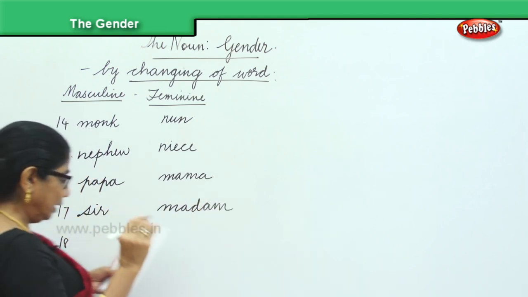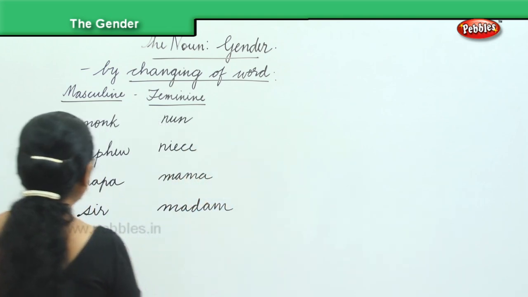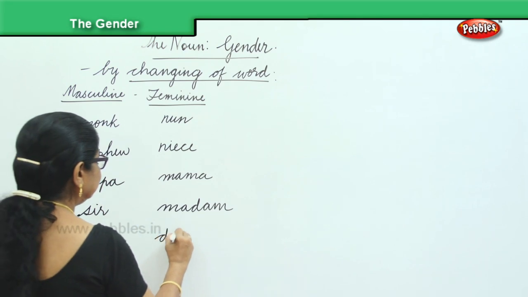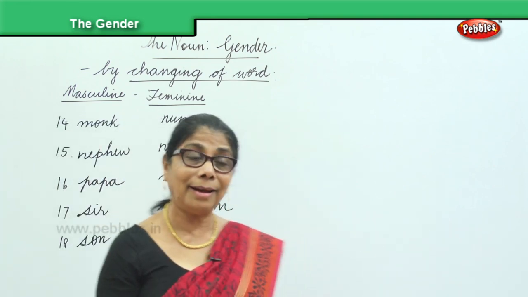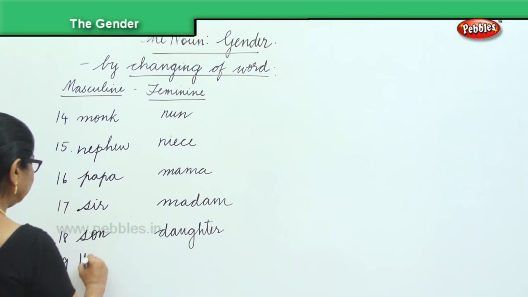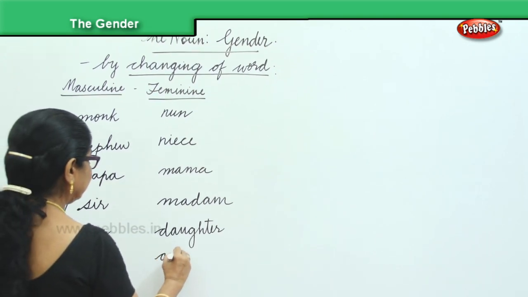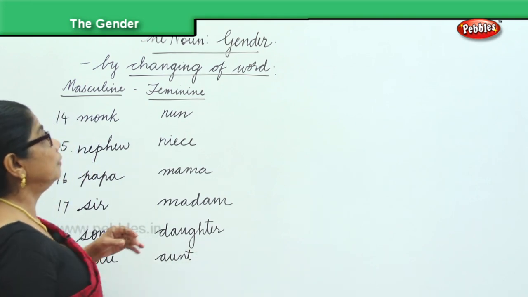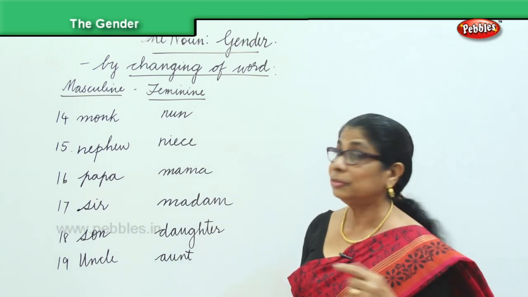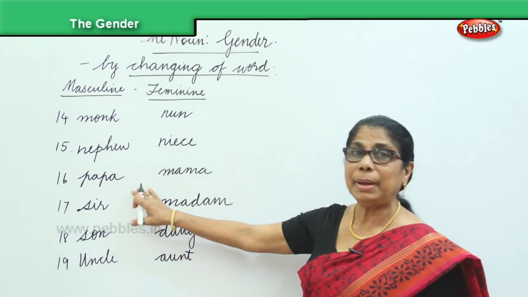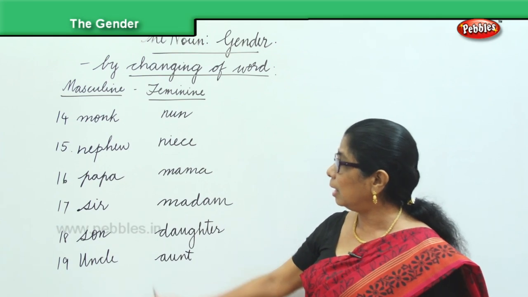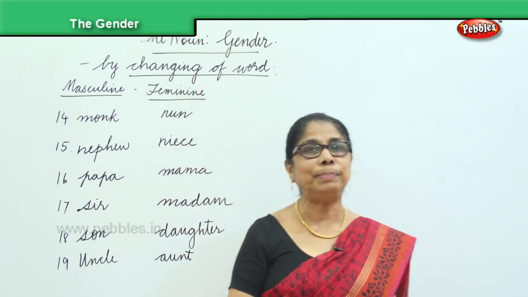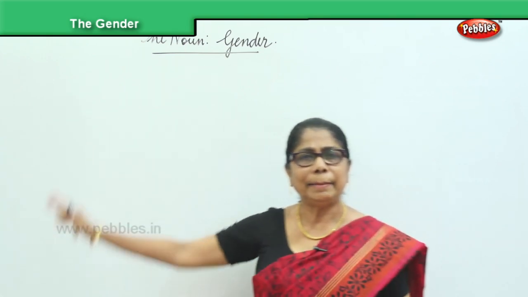Then finally we have son, daughter. Very good. Uncle, aunt. So complete change in the formation of the feminine form. When you say monk, you say nun; nephew, niece; papa, mama; sir, madam; son, daughter; uncle, aunt. To form the feminine, we change completely. So far we have done masculine and some changes to make the feminine.